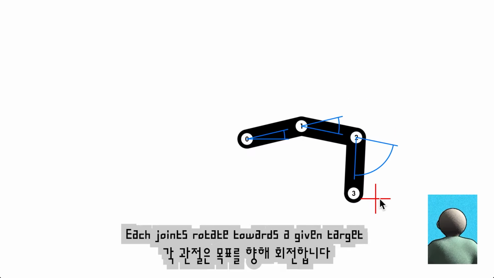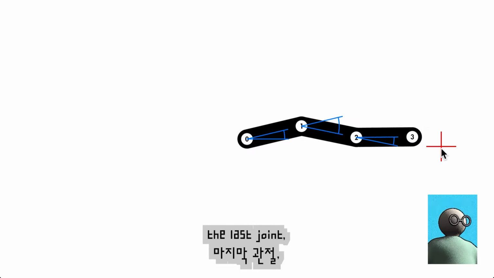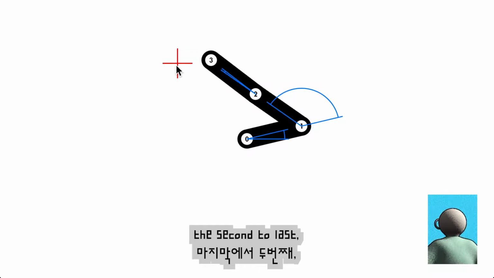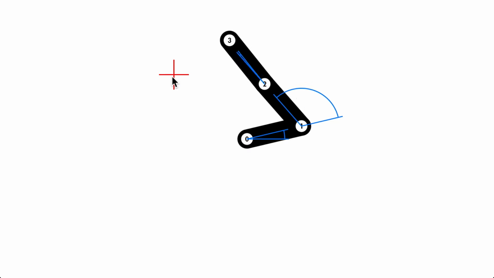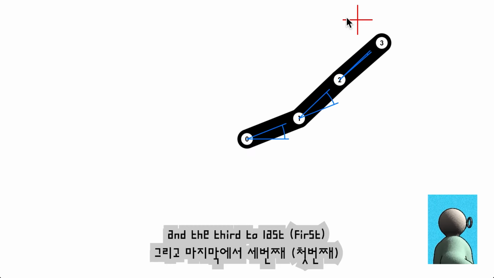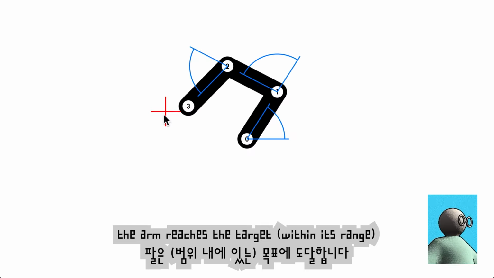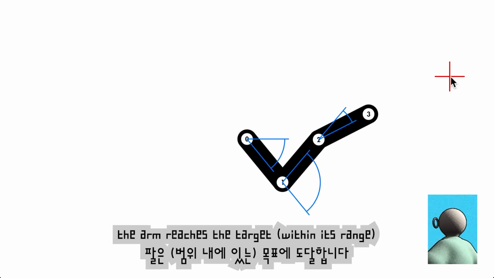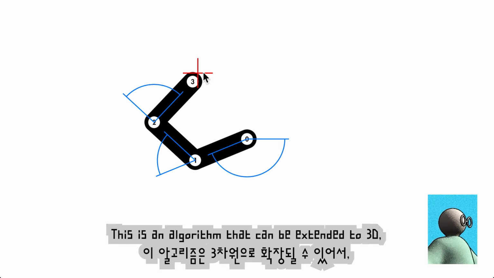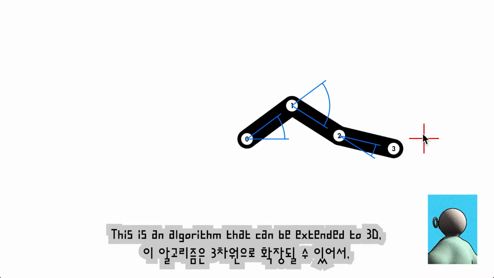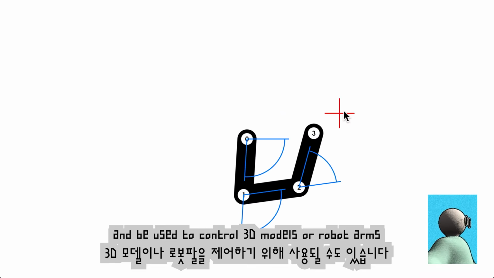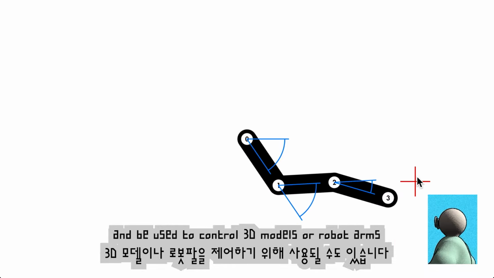Each joint rotates toward a given target, the last joint, the second to last, and the third to last. When these rotations are executed consecutively, the arm reaches the target. This is an algorithm that can be extended to 3D and be used to control 3D models or robot arms.